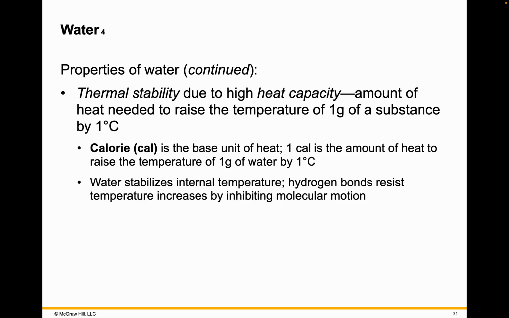It has a high heat capacity. A calorie is the amount of heat required to get 1 gram of a substance to increase by 1 degree. So the base unit of heat, the calorie, is the amount of heat to raise the temperature of 1 gram of water by 1 degree Celsius. And this makes water very good at stabilizing internal temperatures. Hydrogen bonds resist temperature increases. It will absorb a lot of energy before it changes temperature, and it has a high heat of vaporization.